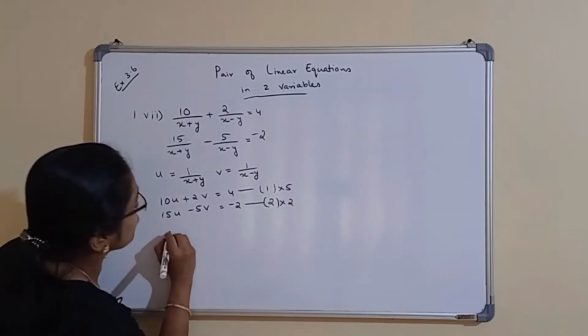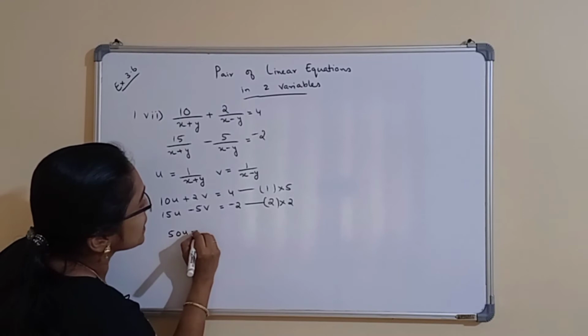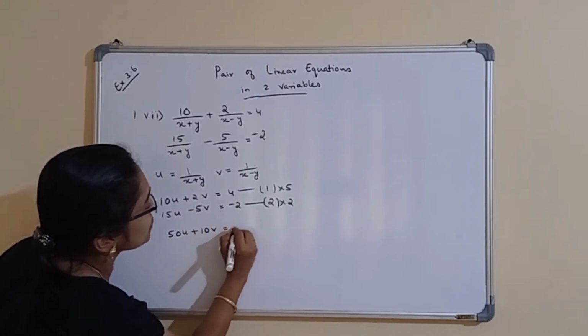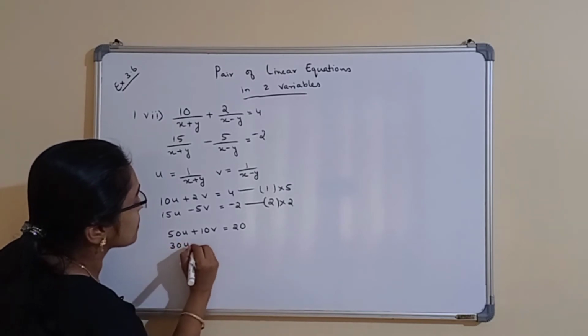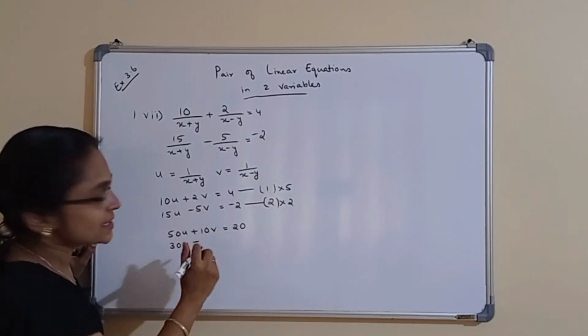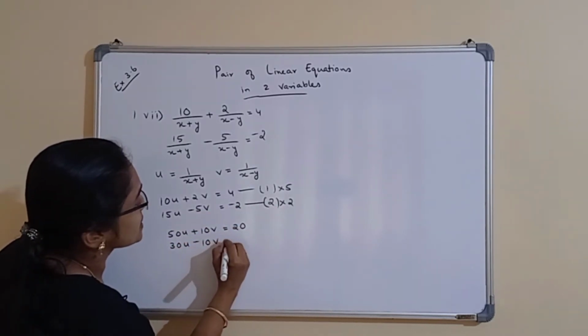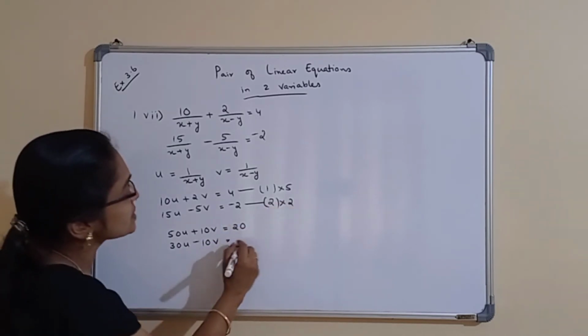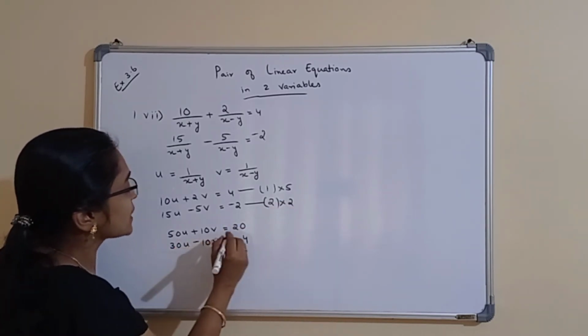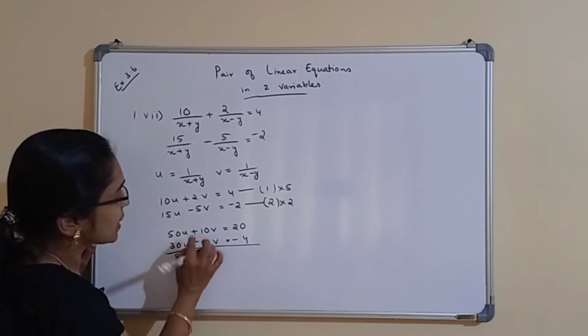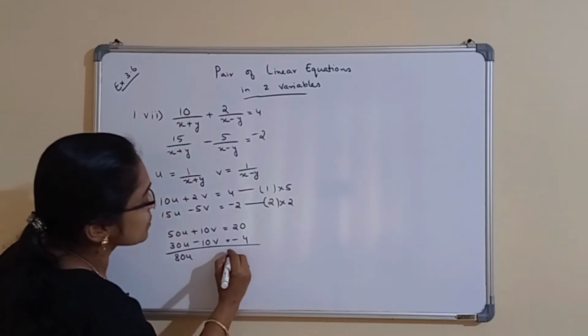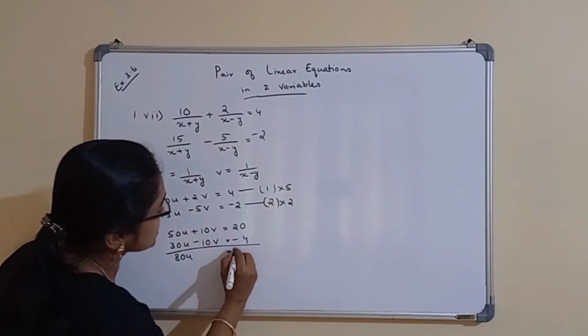We will get 50u plus 10v is equal to 20, and 30u minus 5 into 2 is 10v is equal to minus 2 into 2 is minus 4. Now we can add this. So we will get 80u, and this is 0, is equal to 20 minus 4, which is 16.